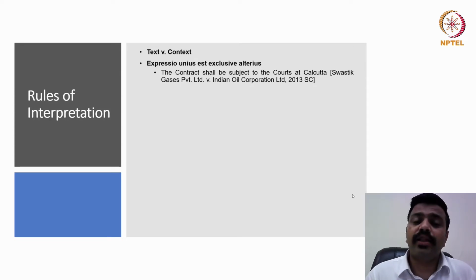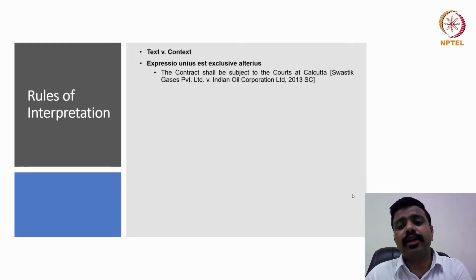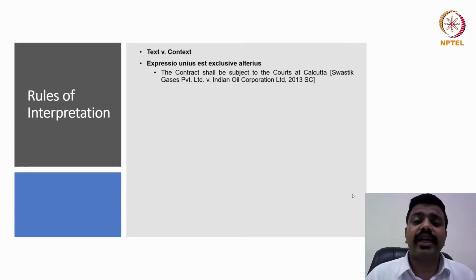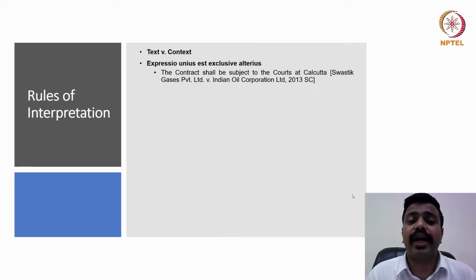The observation made by the Honorable Supreme Court in this case is to be noted. It mentioned that if a particular clause is put across that says subject to the courts at Calcutta, it means that it excludes all other jurisdictions. In this case, one of the parties was based in Jaipur and sought to enforce the contract in the courts of Rajasthan. An objection was raised by one of the parties that the case in hand can be filed only before the courts at Calcutta and not at any other courts.